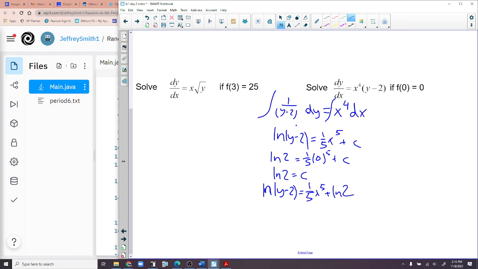What do logs always equal? Logs always equal the exponent, right? So all that junk over there on the right is the exponent. Yeah. So let's go y minus 2 equals e to the all that stuff.